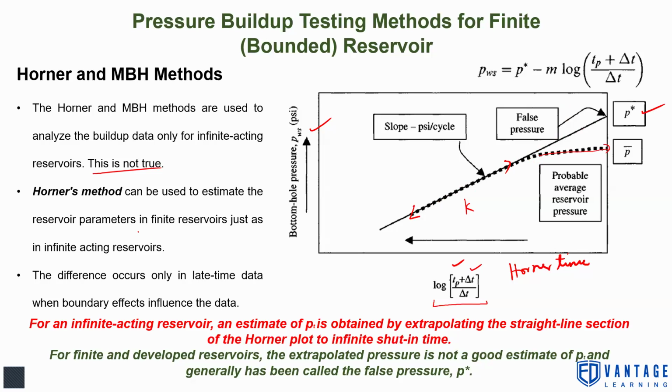So Horner's method can be used to estimate the reservoir parameters in finite reservoirs, just as in infinite acting reservoirs. The difference only occurs in late time test data when boundary effects influence the data. For an infinite acting reservoir, an estimate of P star is obtained by extrapolating the straight line section of the Horner plot. Whenever we talk about infinite reservoirs, the reservoir extent is very large, so the P star method works. But in finite reservoirs, the P star method won't work. For finite and developed reservoirs, the extrapolated pressure is not a good estimate of average pressure. It will give a high estimate and has generally been called a false pressure, P star.